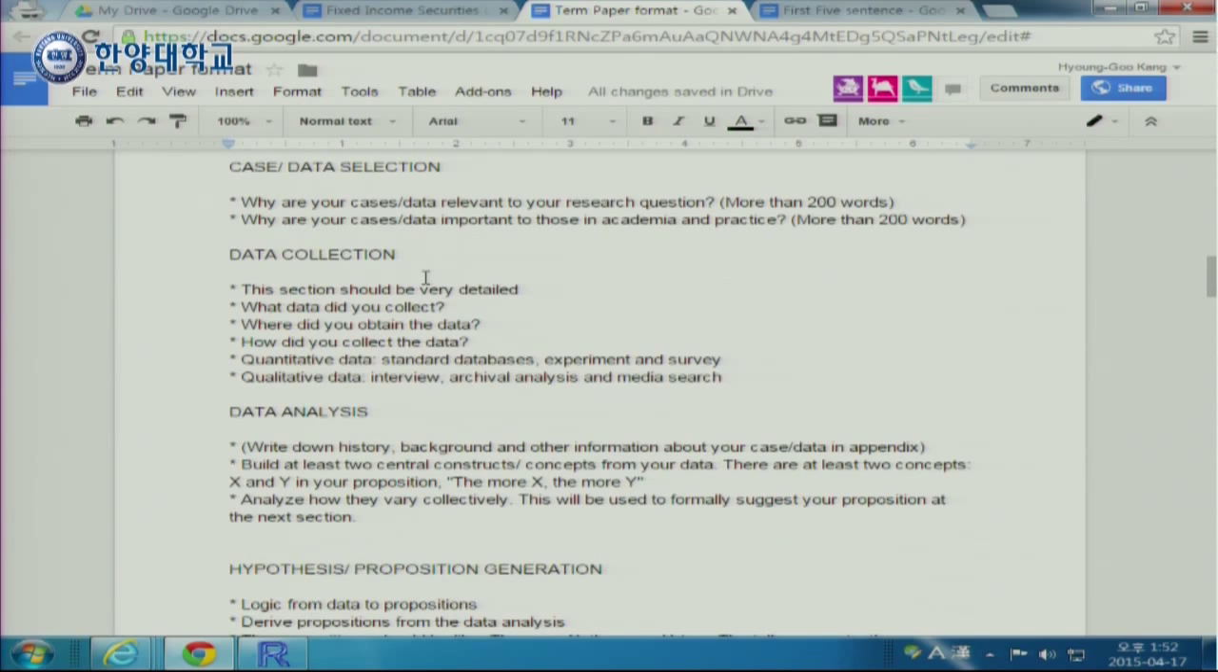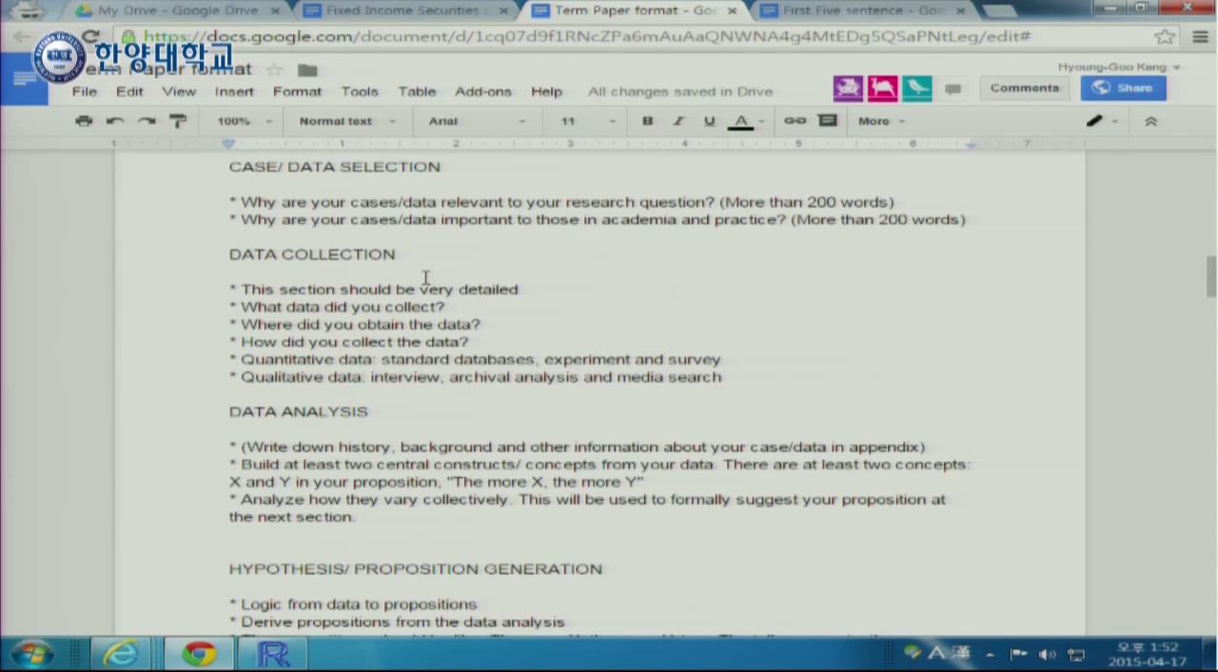This is very important. You should be very detailed in this data collection section because in academia, when someone writes an academic paper, other people should be able to replicate it. Unless you are very detailed in data collection, how you collected the data and how you did it, other people cannot replicate your paper. So you have to be detailed enough so that I can replicate your paper. This section should be very detailed.